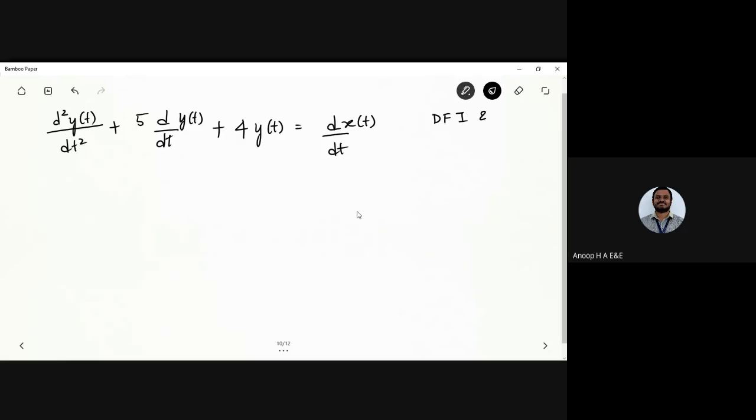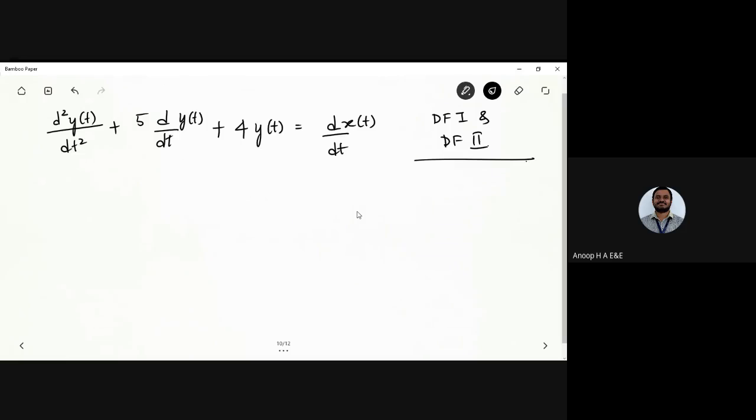Okay, thank you. The next problem goes this way, where I'll be solving it right now. I'll be having d squared y of t divided by dt squared plus 5 times d by dt of y of t plus 4 times y of t equal to d by dt of x of t. This is one of the differential equations that we are going to solve using direct form 1 realization and direct form 2 realization.